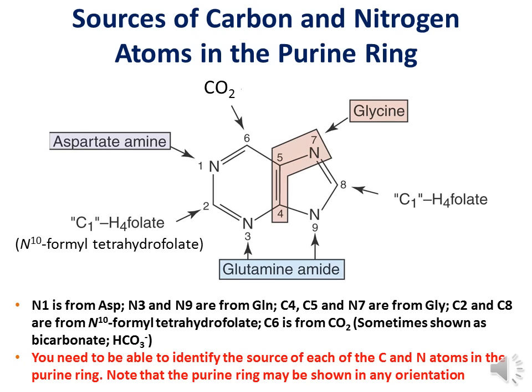You need to be aware that in diagrams such as this, carbon dioxide is sometimes shown as bicarbonate. You need to be able to identify the source of each of the carbon and nitrogen atoms in the purine ring. Please note that sometimes the purine ring may be shown in an opposite orientation.